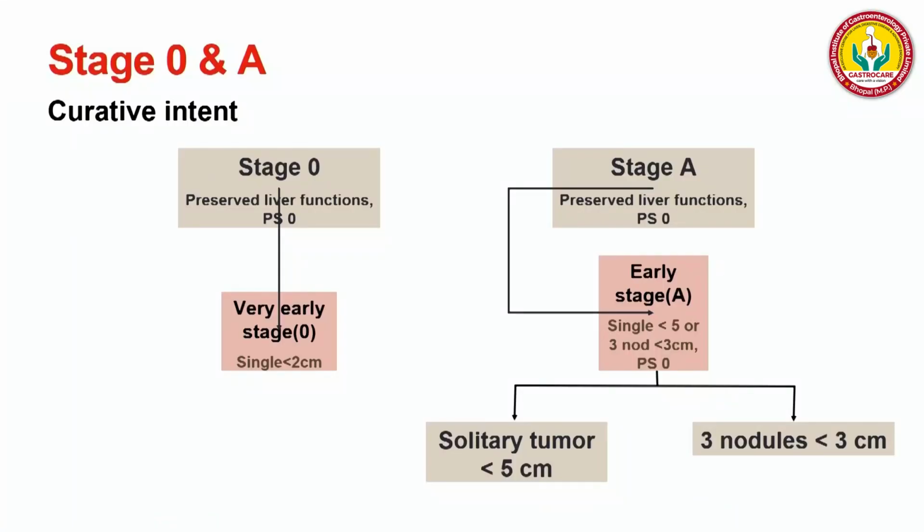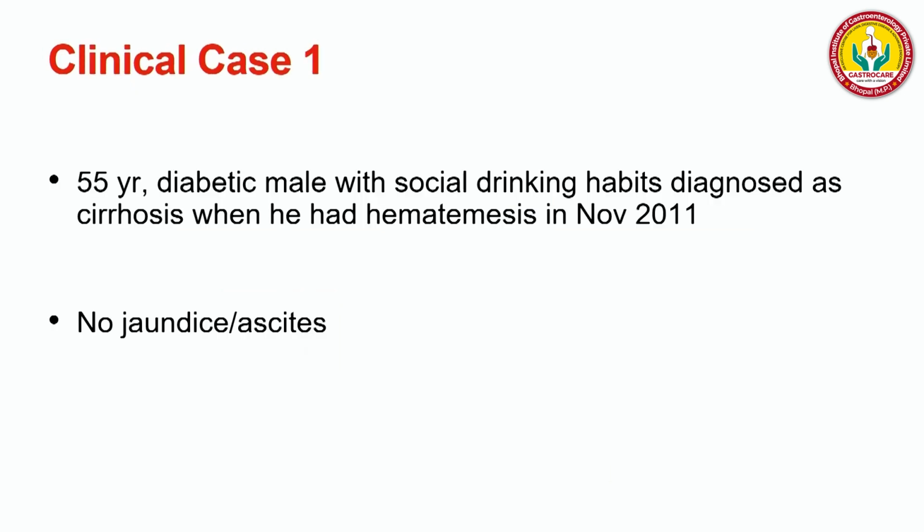This is more interesting. Stage 0 and stage A, the first two stages we talked about, we have a less than 2 cm HCC, and we have an early stage HCC, which is basically within Milan criteria. You have either a single lesion less than 5 cm or 3 lesions less than 3 cm. You have a plethora of options here. Let's try and go to the case.